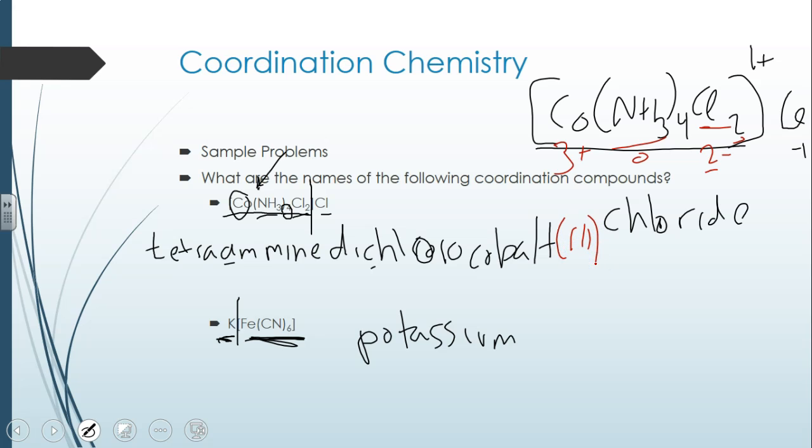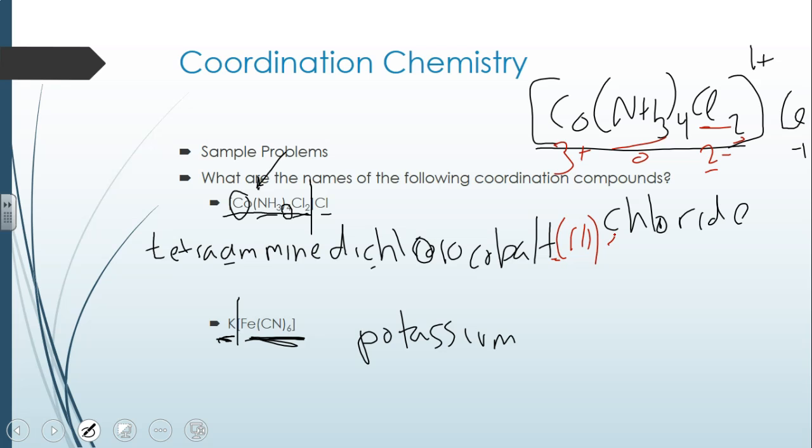There's no space between the Roman numeral and the metal. But these two are separate words. So the name of this is tetraamminedichlorocobalt(III) chloride. Right? And so this is where you need some practice. I would say that this falls in the category of not necessarily difficult. It's just a practice makes perfect scenario.